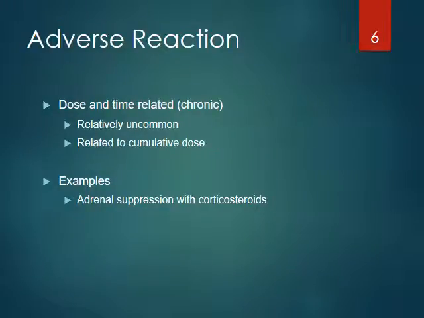We have the dose and time related, or the chronic adverse reactions. These are relatively uncommon and typically will result from a cumulative dose of the medications being received by patients over a prolonged period of time. A good example of this would be adrenal suppression with corticosteroids. Say, for instance, you have an inflammatory condition going on, say an asthma exacerbation, that can be treated with corticosteroids, things like prednisolone, prednisone, methylprednisolone, hydrocortisone. These are all good examples of corticosteroids that have anti-inflammatory properties by mimicking the effects of adrenal hormones.